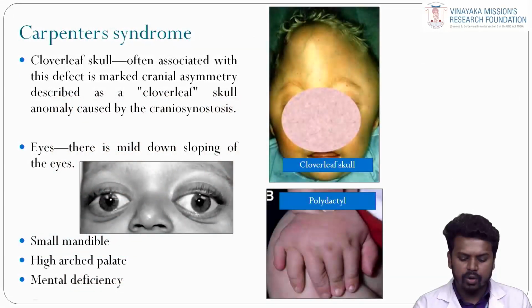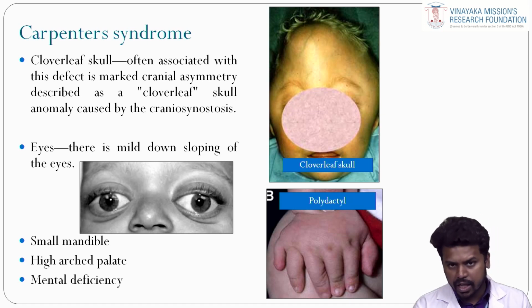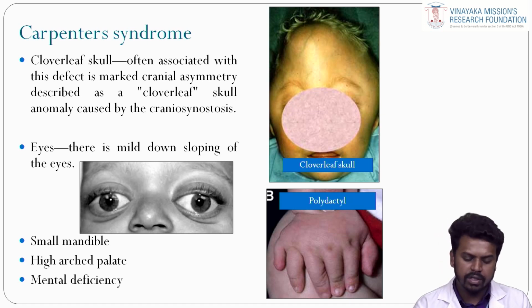The Carpenter syndrome is nothing but a clover leaf skull. Often associated with this defect is marked cranial asymmetry, described as clover leaf skull anomaly caused by craniosynostosis. There is a mild downsloping of the eye. The eyes are also involved in Carpenter syndrome. Small mandible, high arch palate and mental deficiency are the different features of the Carpenter syndrome.